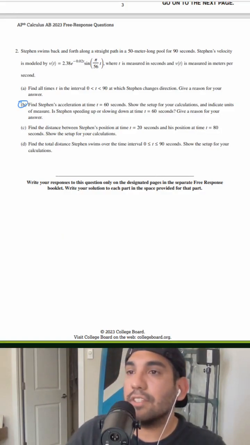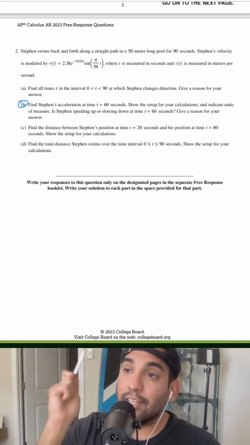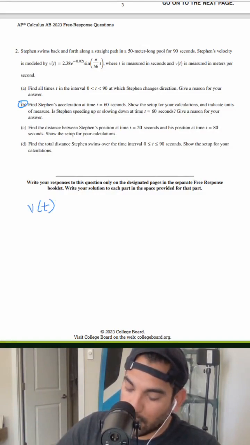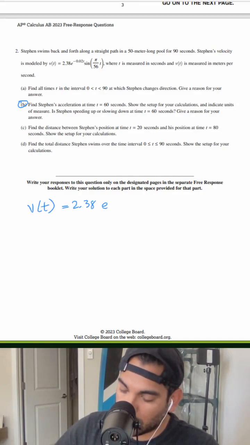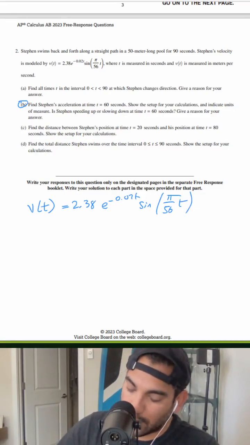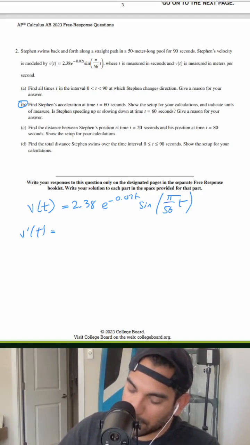Part B is asking for Steven's acceleration at time t equal to 60 seconds. Now, this is interesting. They say show your calculations and indicate the unit of measure. So we have our function, e to the negative 0.02t times sine of pi over 56t. Though this is a calculator portion, they ask for the calculations, so we're going to have to actually use product rule here.